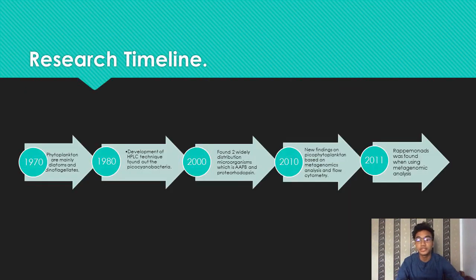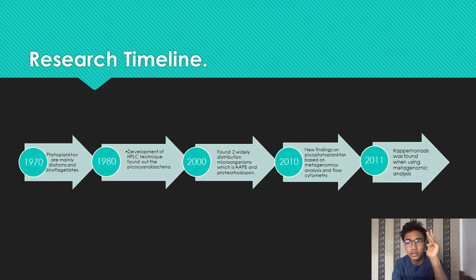The last one is the research timeline. So in 1970, phytoplankton were mainly diatoms and dinoflagellates. Then in 1980, the development of the HPLC technique found the Picocyanobacteria, and in the year 2000, they found two widely distributed microorganisms, which are AAPB and Proteorhodopsin.